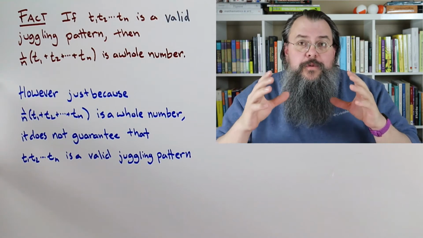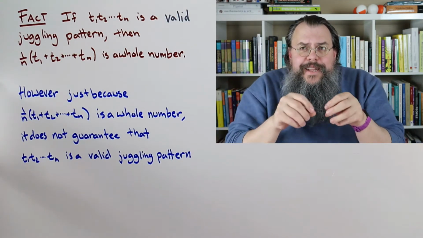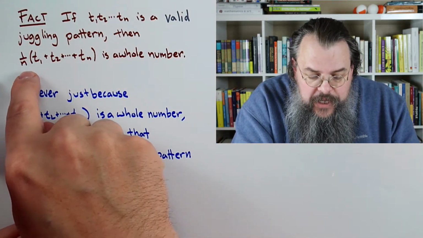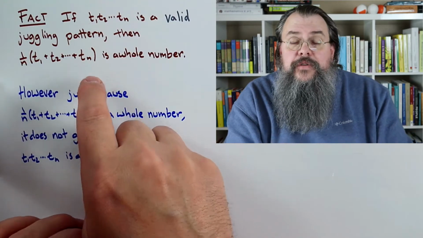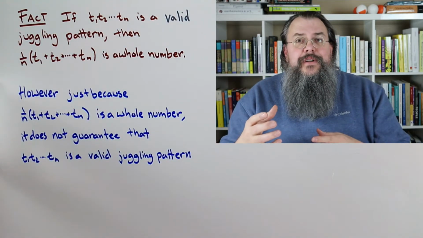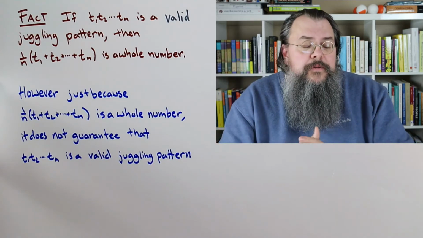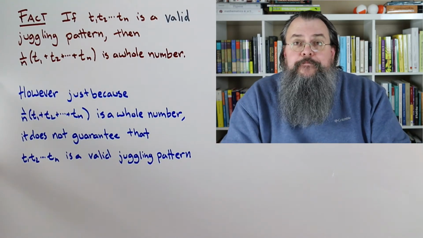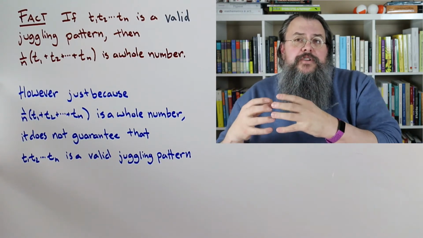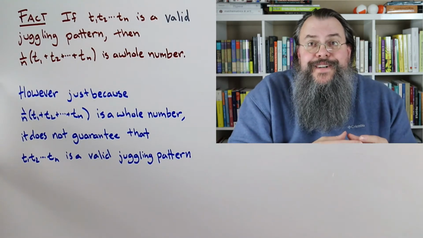So one of the things we were able to show was that if we have a juggling pattern and we look at the average of the throws, this quantity 1 over n times the sum of all those throws, it's a whole number. In fact, it's more than just a whole number. It's the number of objects you're using, balls or whatever it is you happen to be juggling at the time. Now, what does that say? If I have a valid juggling pattern, then the average has to be a whole number.